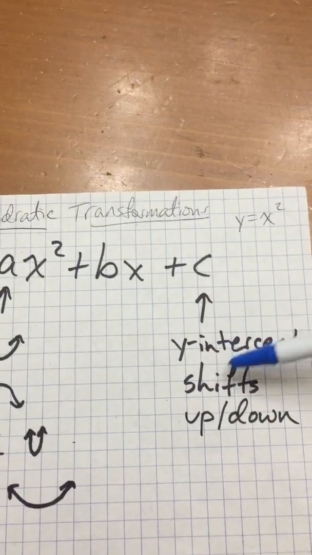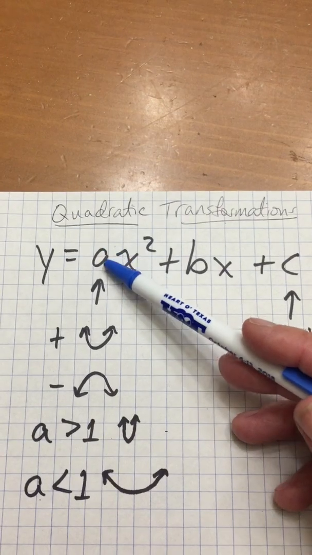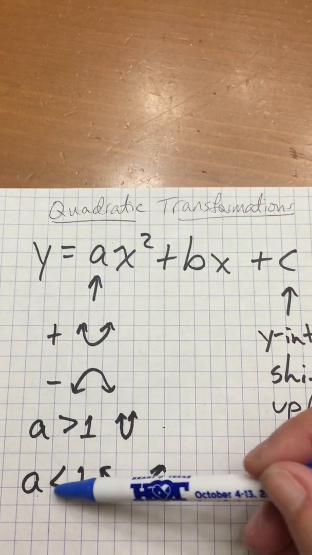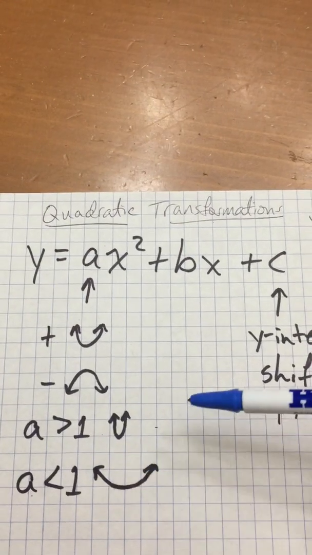And then, of course, if we change the number on the end, it shifts it up or it shifts it down. The bigger this number gets, the skinnier it gets. The smaller this number gets in front of the x squared, the wider it gets. Those are kind of backwards from what you think they're going to be.